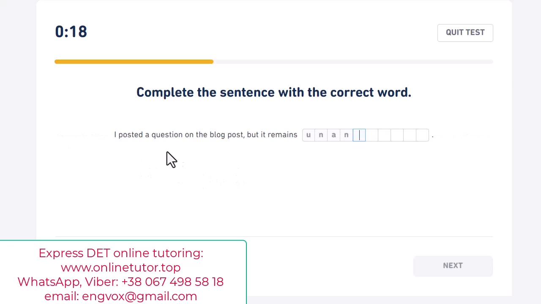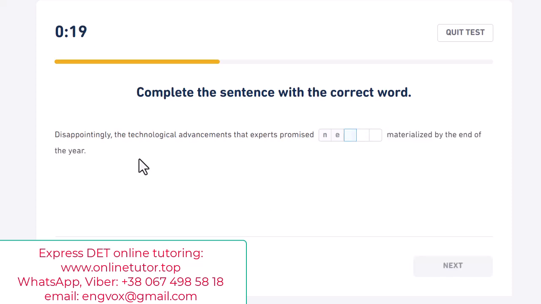I posted a question on the blog post, but it remains unanswered, obviously. I posted a question, I expected a reply, unanswered. Yeah, be careful about the spelling, because when you're very excited, you can, of course, make mistakes here and spoil the whole picture. Probably the system will understand that you know the word, but be careful. Disappointingly, the technological advancements that experts promised materialized by the end of the year.